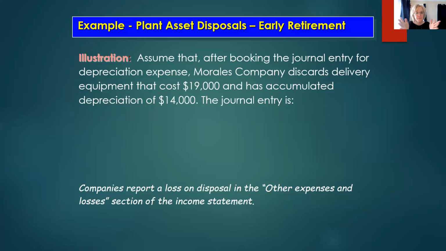So do the easy part first. Empty out accumulated depreciation, empty out the equipment account. So how do you do that? What's the debit? What's the credit for those two accounts? We're not done with the journal entry, but for those two accounts, what's the debit? What's the credit?